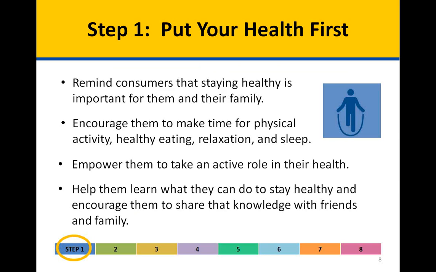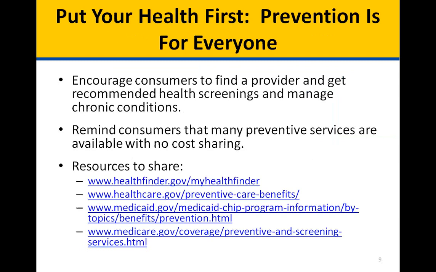On the next slide, you'll see that we provide some additional resources for helping consumers learn about the preventive services that they may be eligible for. My Health Finder on healthfinder.gov is a tool where consumers can add their information about their age and their sex and find out which preventive services are recommended for them. You can also see that through Medicaid, Medicare, and healthcare.gov, the preventive services that are available to consumers getting coverage through those programs. Next slide.